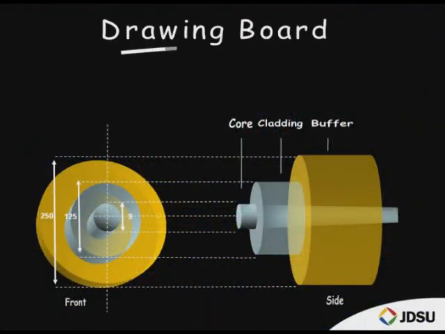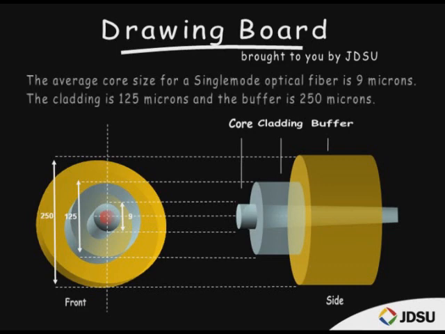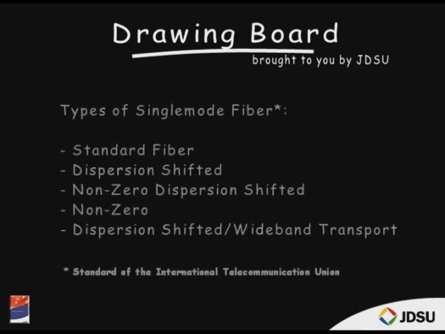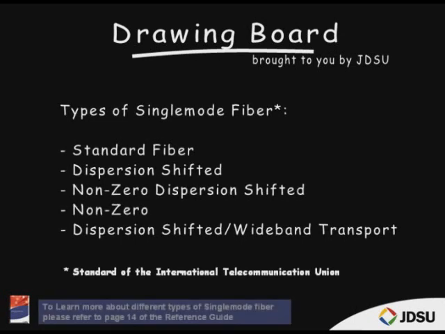Back to the drawing board, we can see the average core size for a single-mode fiber is 9 microns. The cladding is 125 microns, and the buffer is 250 microns. To learn more about types of single-mode fiber, you can refer to the JDSU reference guide.